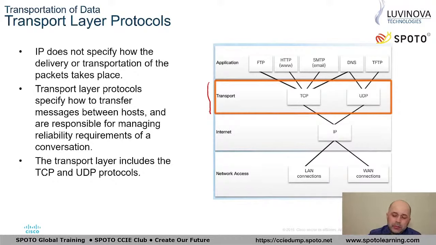As you can see here in the picture, the layer above also has protocols and the bottom layer also has protocols, which means that every single layer of the TCP/IP model or the OSI model has its own purpose and its own protocols. At the application layer we have, as in the example in the picture, FTP, HTTP, SMTP, DNS, and many others.